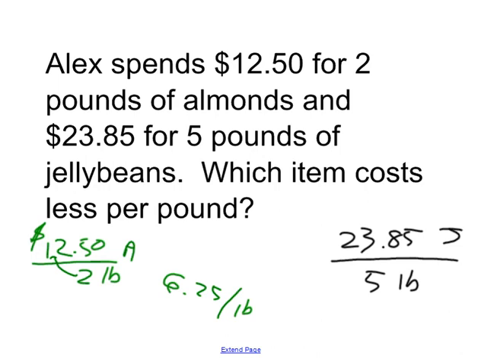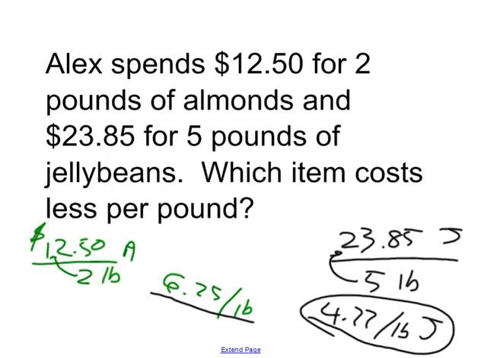And if I do that for the jelly beans, I need to take $23.85 divided by 5. And that comes out to be $4.77 per 1 pound of jelly beans. Well, if I compare these two numbers, $6.25 per pound for the almonds, $4.77 per pound. The $4.77 per pound is less, so it costs less to buy a pound of jelly beans than it costs to buy a pound of almonds.